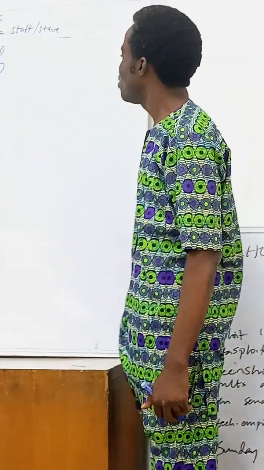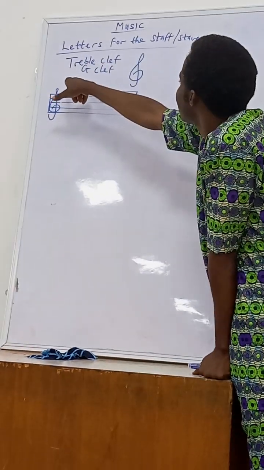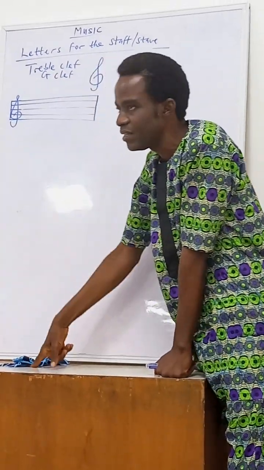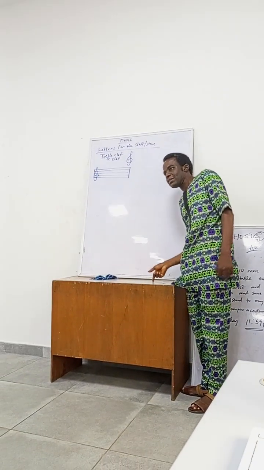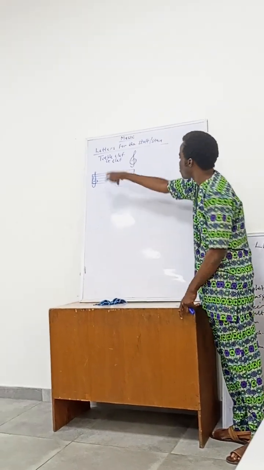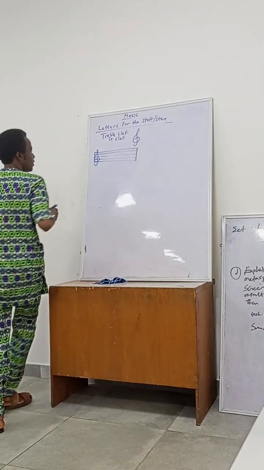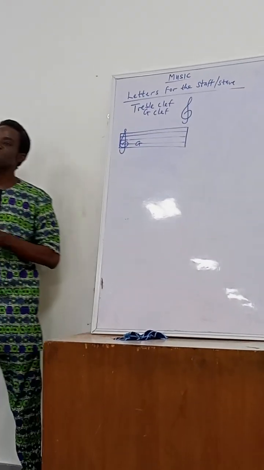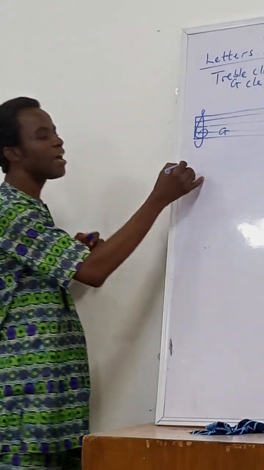You understand? So some textbooks will tell you that the generic name for this clef is G clef. That this second line is G. So some textbooks will tell you that the origination of this clef starts from the second line. And because the clef is called G clef, automatically the second line is G. Ladies and gentlemen, this second line is called line G.